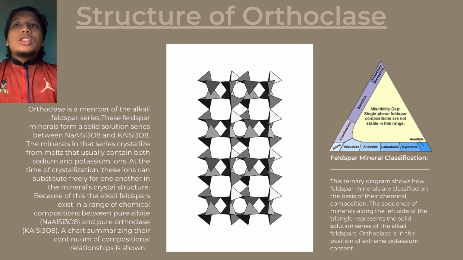Because of this, alkali feldspars exist in a range of chemical compositions between pure albite, which is NaAlSi3O8, and pure Orthoclase, which is KAlSi3O8. A chart here summarizes their continuum of compositional relationship as shown.